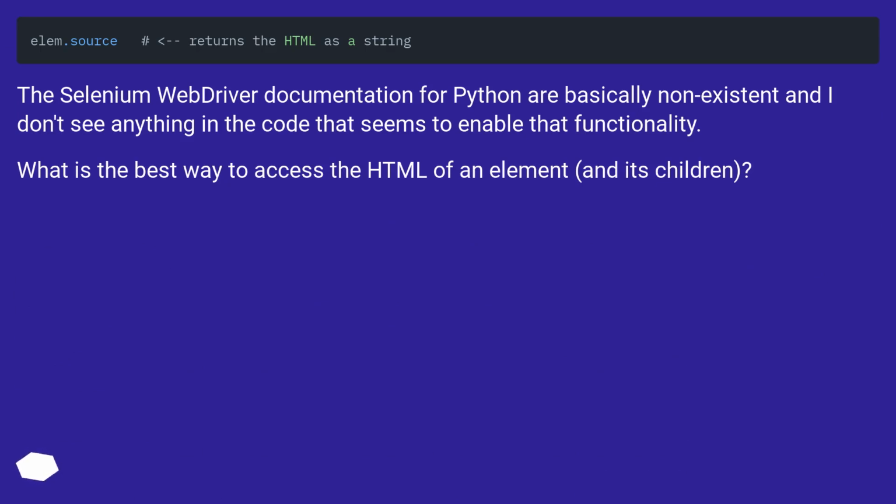The Selenium WebDriver documentation for Python is basically non-existent, and I don't see anything in the code that seems to enable that functionality. What is the best way to access the HTML of an element, and its children?